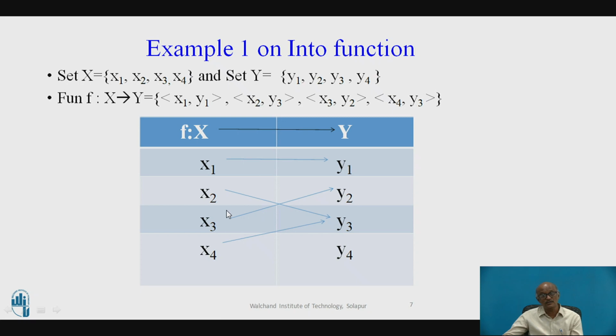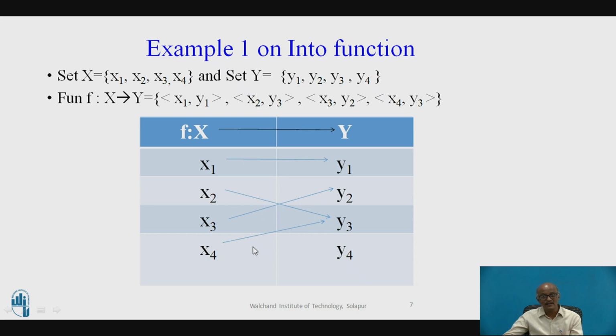f of x2 is also assigned y3 only, and f of x3 is assigned only one value, that is y2, and f of x4 is assigned only y3. So this is how it is mapped, which means it is definitely a function, no doubt about that, whether it is an onto function or an into function.